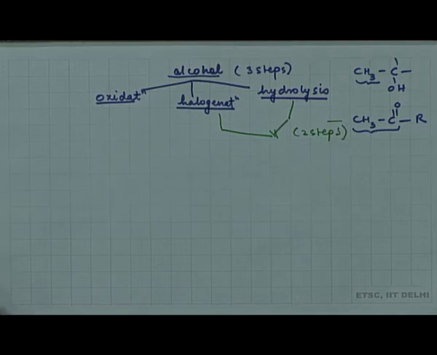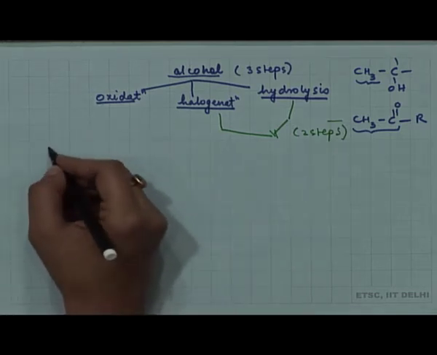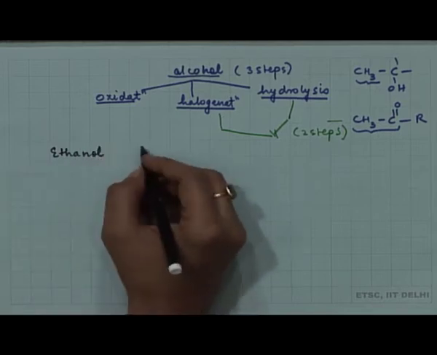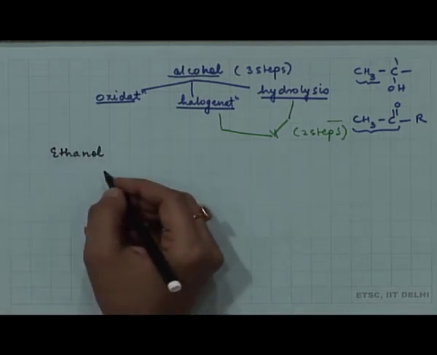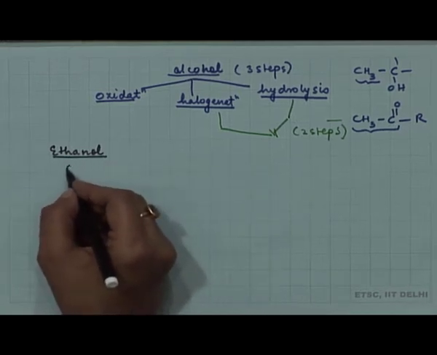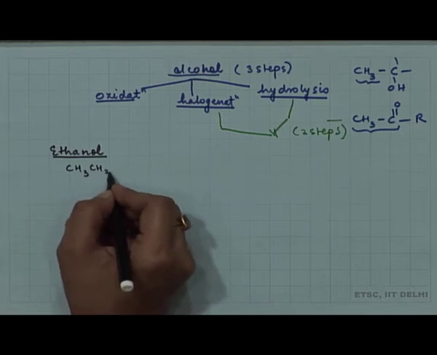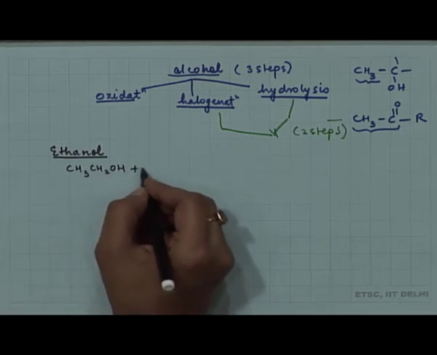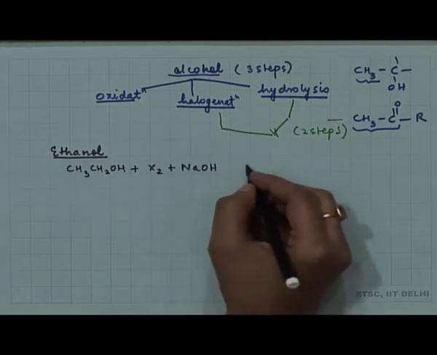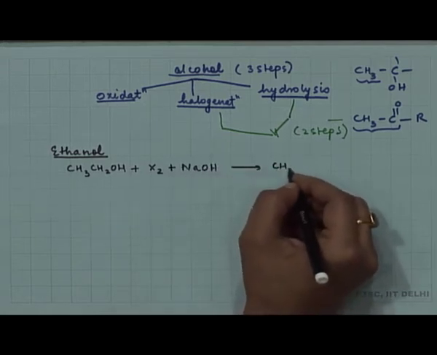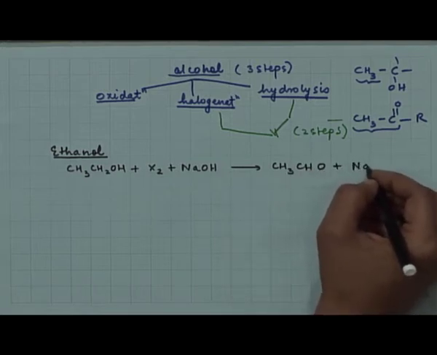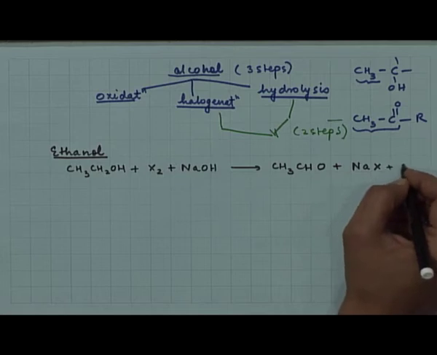So, if you look at the overall reaction, let us see what happens with ethanol. Let us say we start with ethanol as our starting alcohol. The first step: it is a 1-degree alcohol, reacting with the halogen under alkaline conditions. It produces the corresponding aldehyde along with formation of NaX and water.